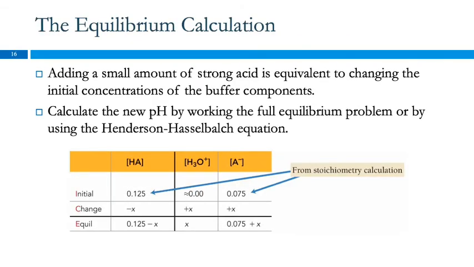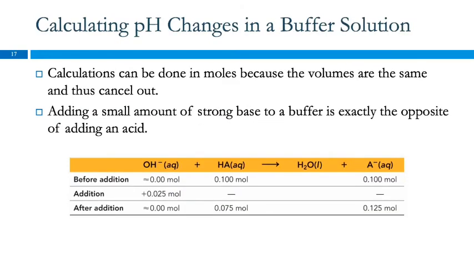We can do this part in moles or in moles per liter. But if we do it in moles, then we just have to remember that what we're finding is the moles of H3O+, and then we have to look at the overall volume to find the molarity. But we can do that because when we're looking at moles and moles, the volumes are going to cancel out.